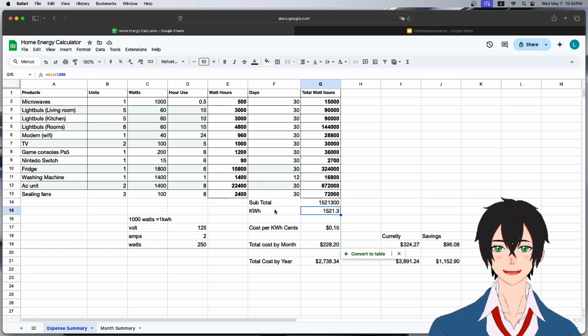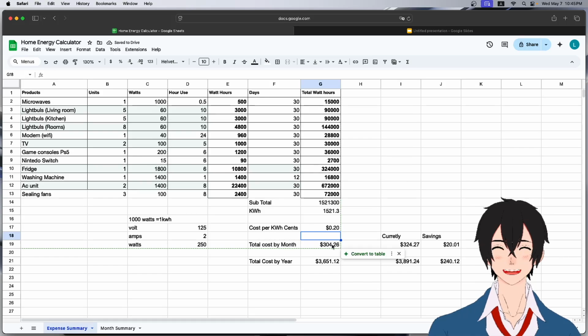And then here in the kilowatt hours, how do I convert this amount into kilowatt hours? Well, since we already mentioned that 1,000 watts is equal to 1 kilowatt hour, what you do is you simply divide this by 1,000, and this will be the cost per kilowatt in cents. Depending where you're at, it can fluctuate really. So it could be 15, but then you can change this to like 20.